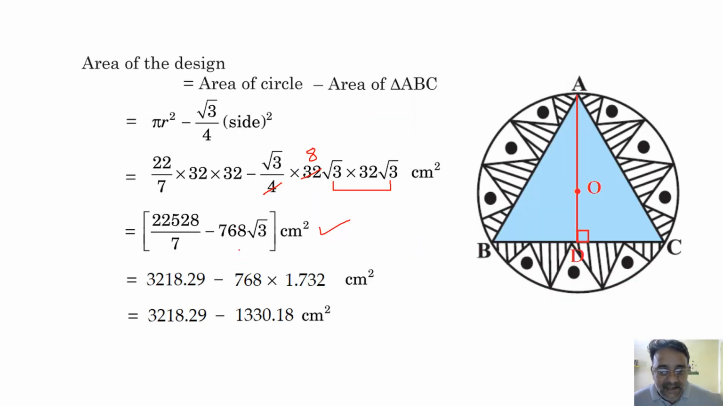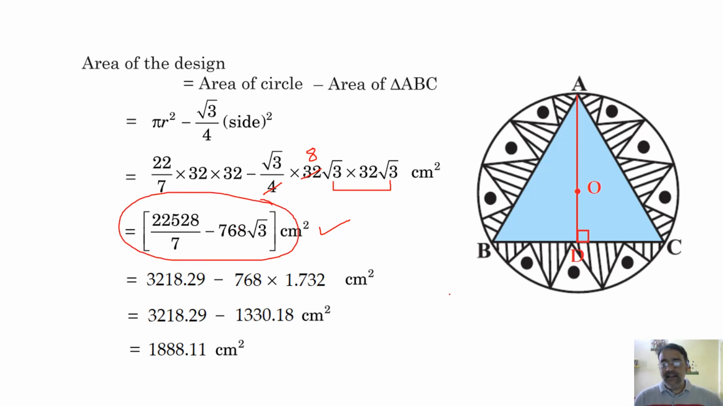So finally we'll get 1888.11 centimeter square. थोड़ा सा कैलकुलेशन है. Okay, so बुक में ये वाला आंसर दिया है. This answer is given in NCERT book. Okay, any doubt in this question?